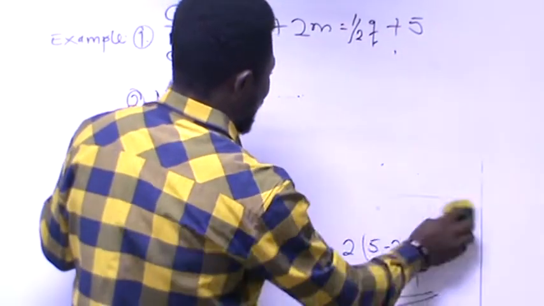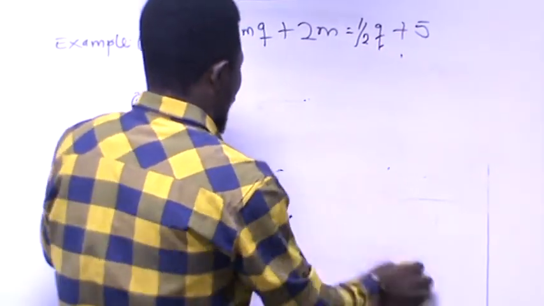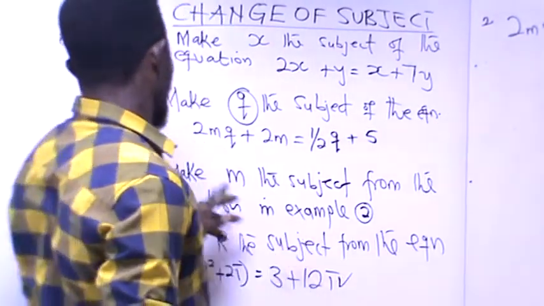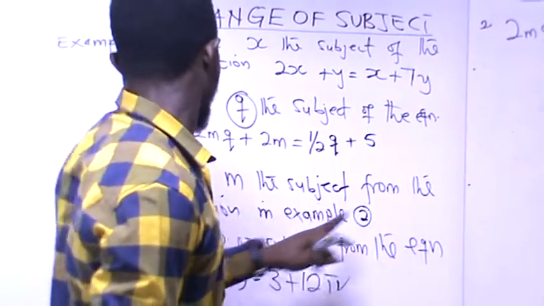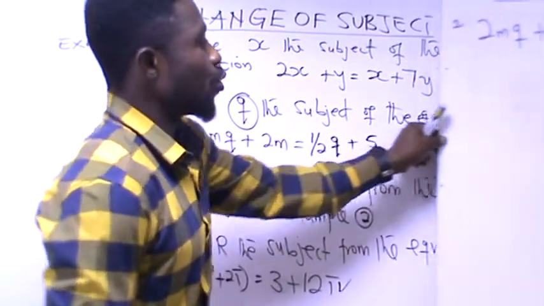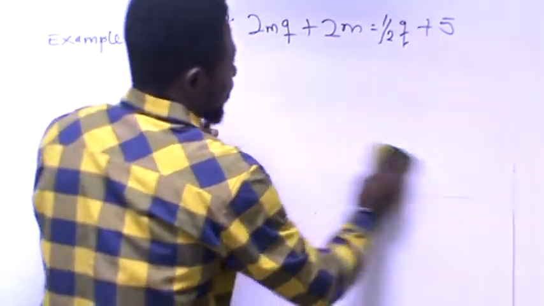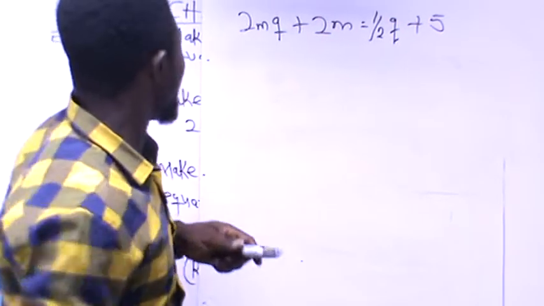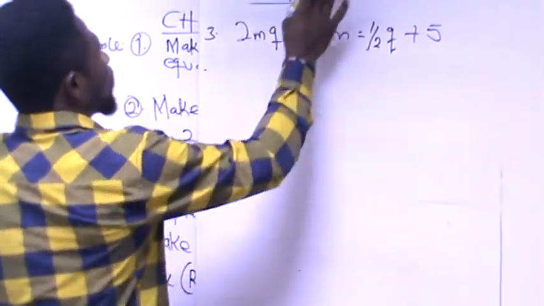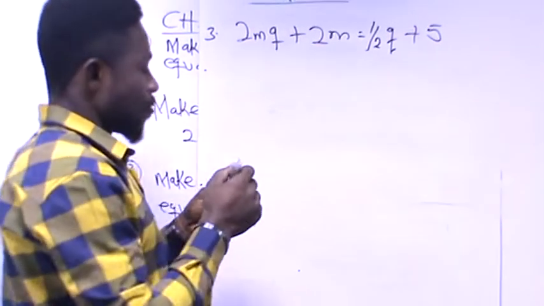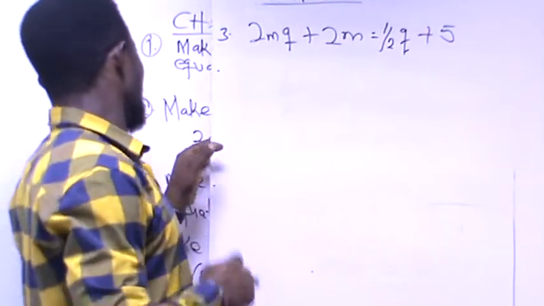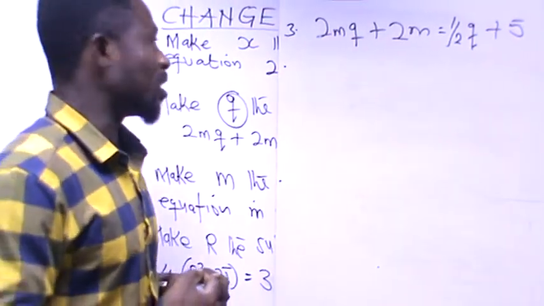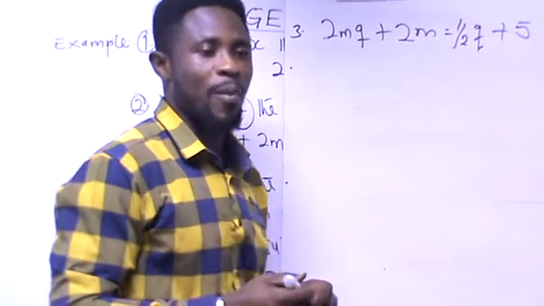That is example 3. Now we are to make M the subject from the equation in example 2. So the same question, we are to make M the subject. For example 2, we made Q the subject. Now we are to make M the subject. The same way, you just go by the same method.